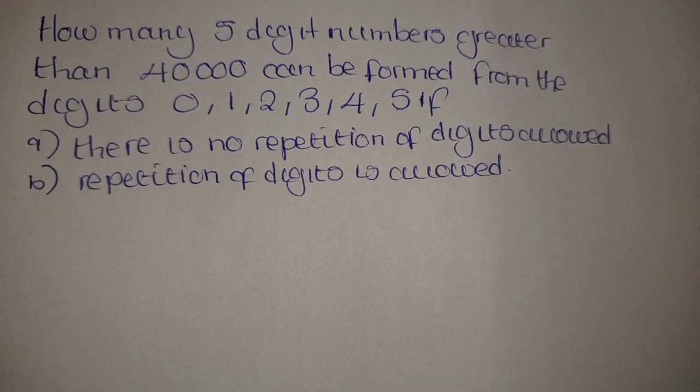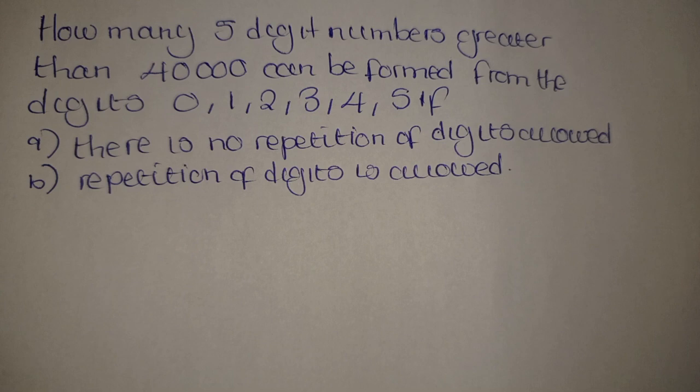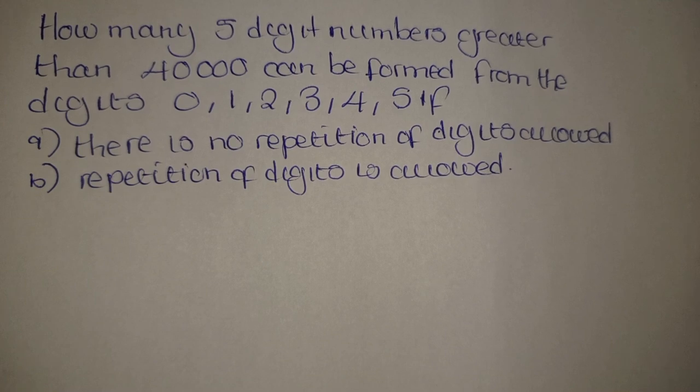Ladies and gentlemen, today we have one interesting question which reads: how many 5-digit numbers greater than 40,000 can be formed from the digits 0, 1, 2, 3, 4, 5 if (a) there is no repetition of digits allowed. So when there is no repetition, it means when you use a number, you should throw it away.